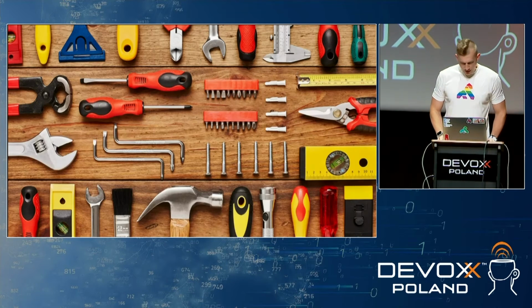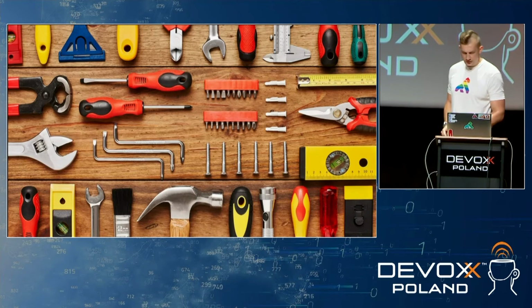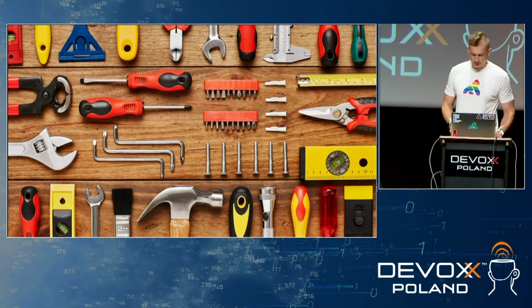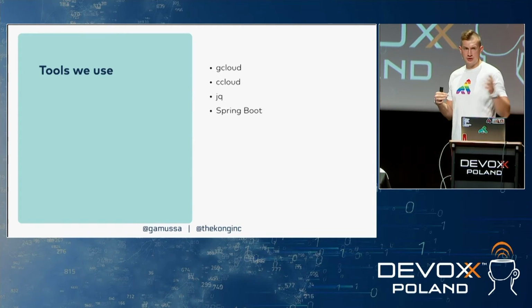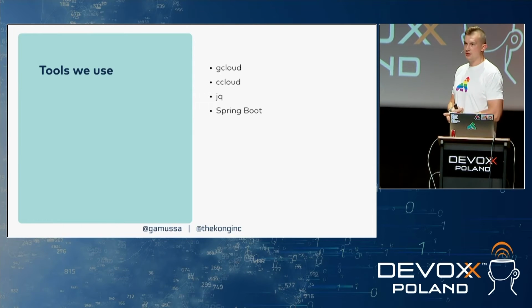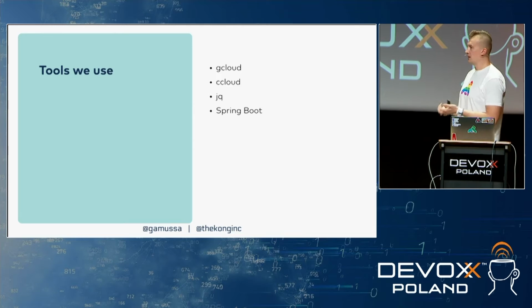So what I'm going to be using today, what kind of tools you need if you want to play this around: Google Cloud, Confluent Cloud, which is going to be like serverless Kafka, JQ, which is a fantastic tool for parsing JSON, and Spring Boot.